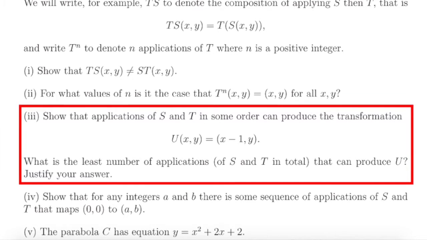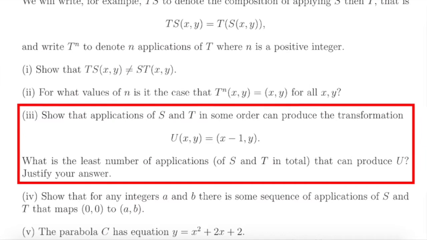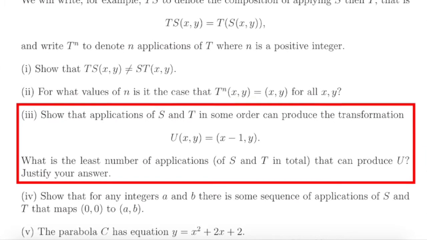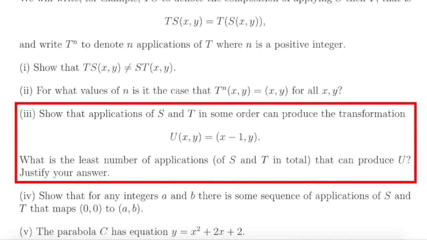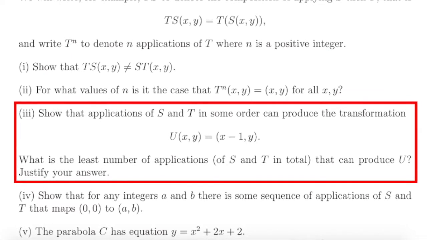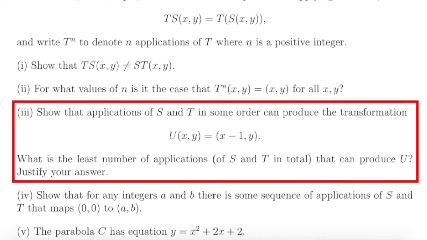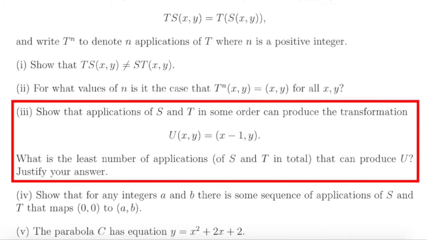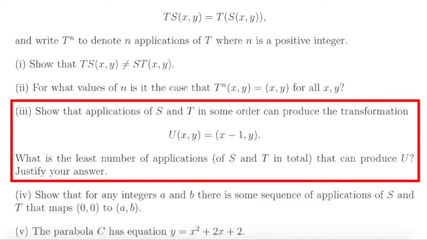So we need to find certain combinations of transformations S and T in some order to get an inverse of S. So instead of going to the right by 1, we're going to the left by 1. And then after that, we've got another question, which is, what is the least number of applications of S and T in total that can produce U? So finding a minimal combination of S and T to produce U. And then we need a little justification.